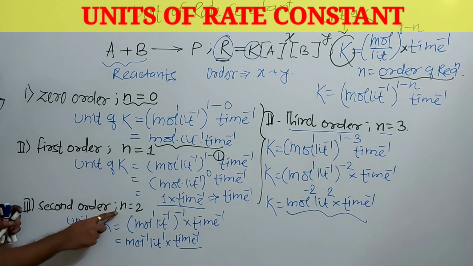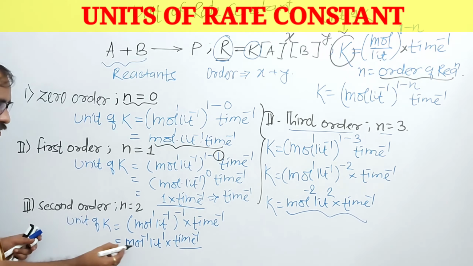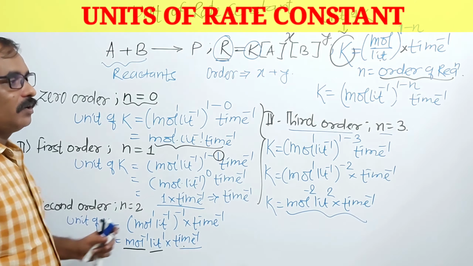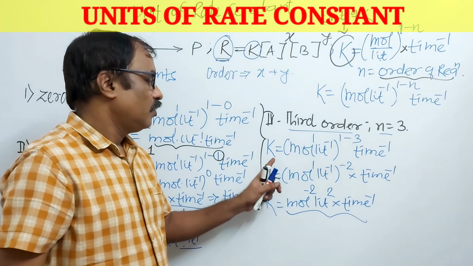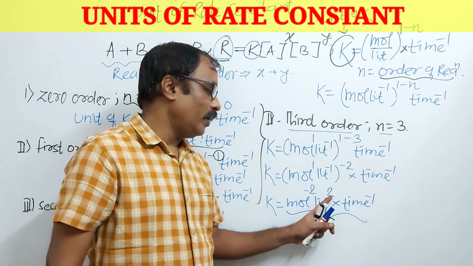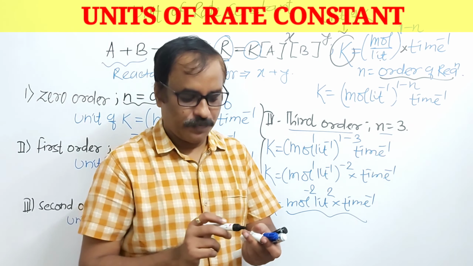Second order reaction, n is equal to 2. Apply the same formula. The unit of rate constant is mole to the power minus 1, liter to the power 1, and time inverse. Third order reaction: k is equal to mole to the power minus 2, liter to the power 2, and time inverse. This is the unit of rate constant in a third order reaction.